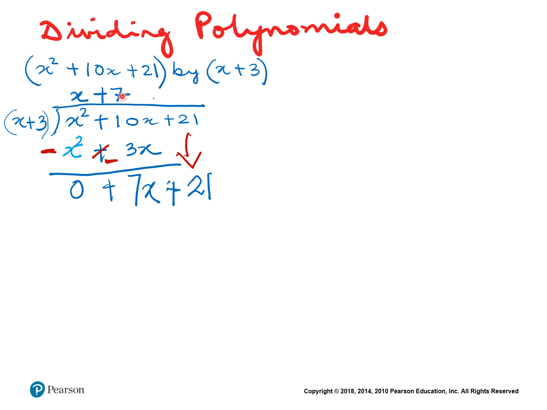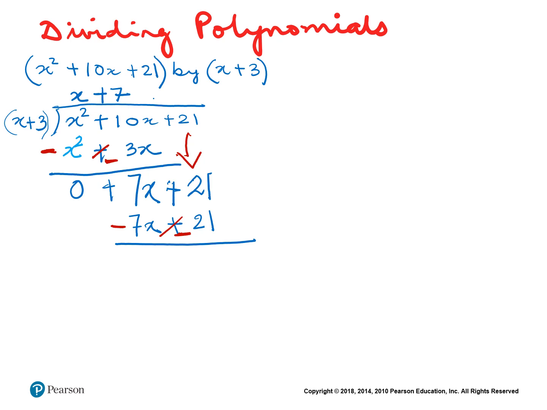So 7 times x, again, we are just repeating the same process that we did the last time. So x times 7 is 7x. Let's write that down, 7x. And then 7 times 3. Don't forget this 3. X plus 3, this whole binomial is 1 unit. All right, so 7 times 3 is plus 21. And now we have to do the subtraction. And when we do the subtraction, the sign changes for both the terms.